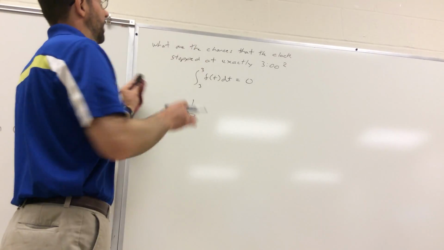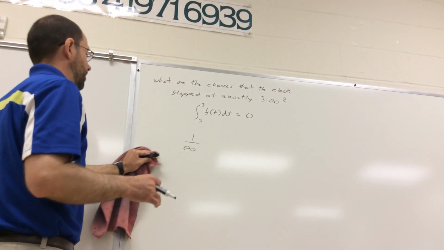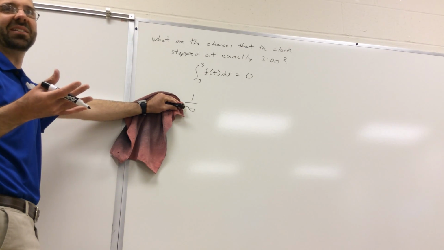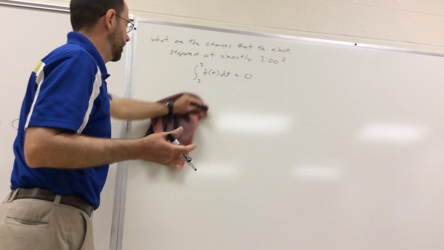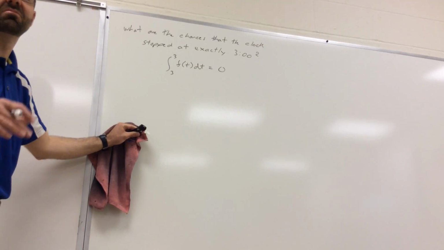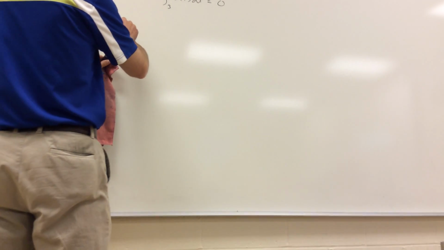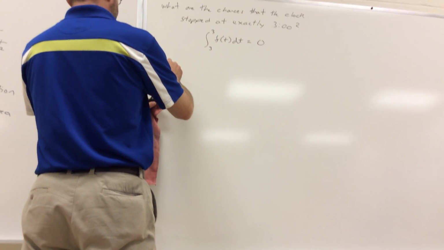All right, so the chances that it stopped at exactly 3 o'clock are 0. And I'm a little uncomfortable writing 1 over infinity. It's not really a number. So I'm going to erase it just because I'm on tape. But yeah. All right, so now we're going to get the official definition of a probability density function.